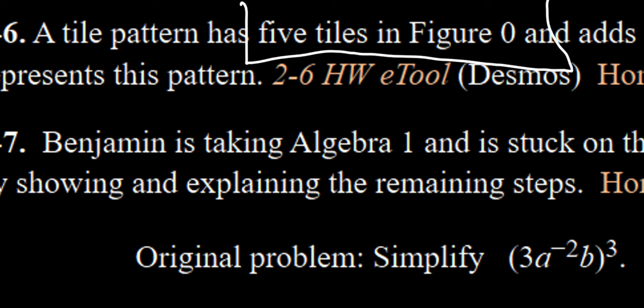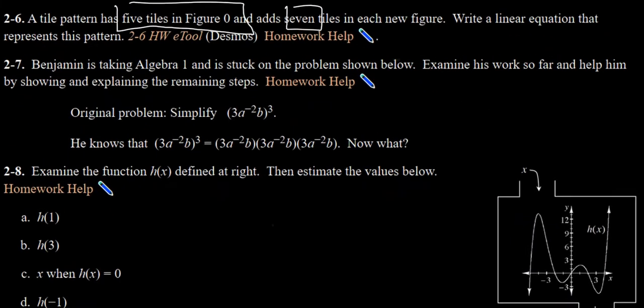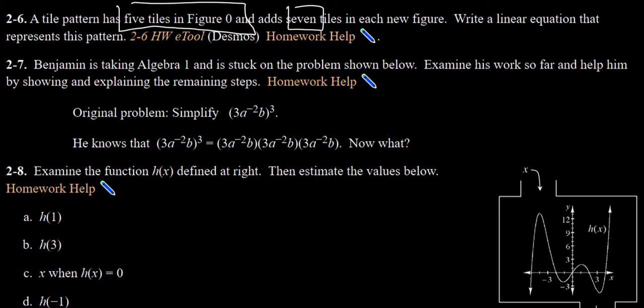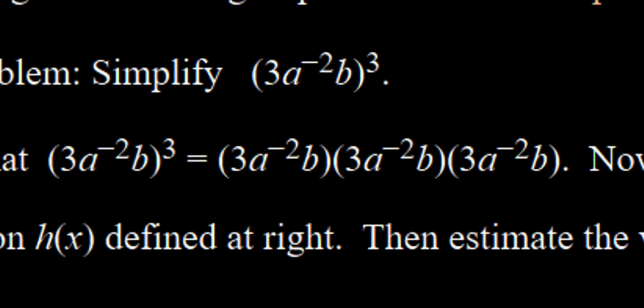Let's look at question number 7. Benjamin is taking Algebra 1 and is stuck on the problem shown below. Examine his work so far and help him by showing and explaining the remaining steps. So the original problem was to simplify 3 times a to the negative second times b, and then that entire expression is raised to the third power.